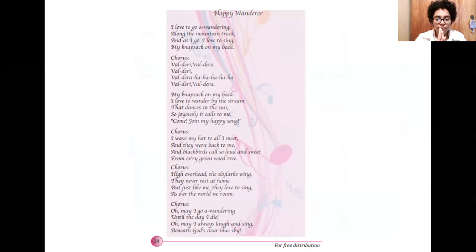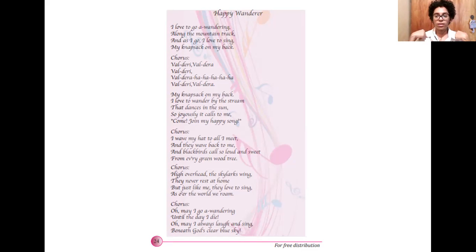See, he says, "I love to wander by the stream that dances in the sun. So joyously it calls to me, come join my happy song." The word join is there. Yes. But is it correct? It says my knapsack on my back. I love to wander by the stream that dances in the sun. So joyously it calls to me. The stream there is it.